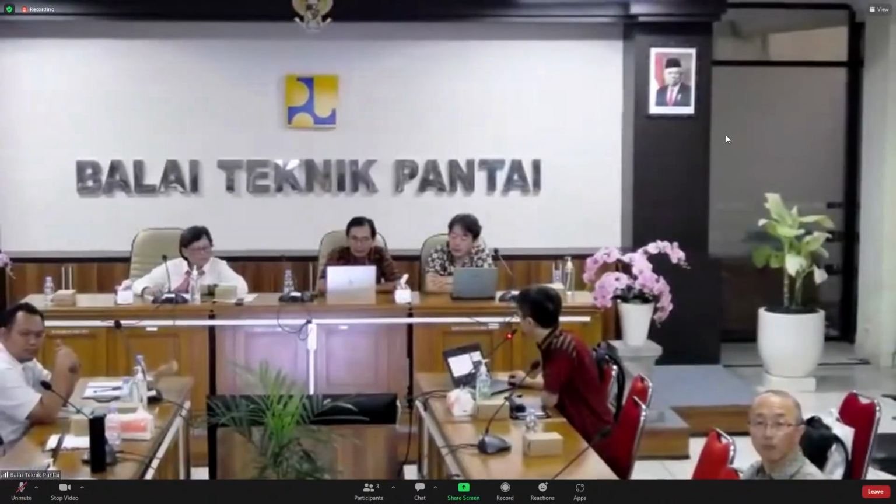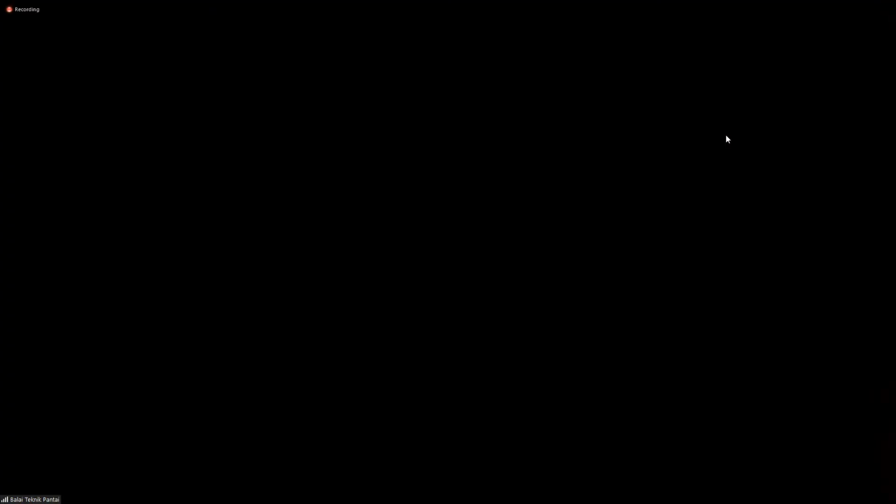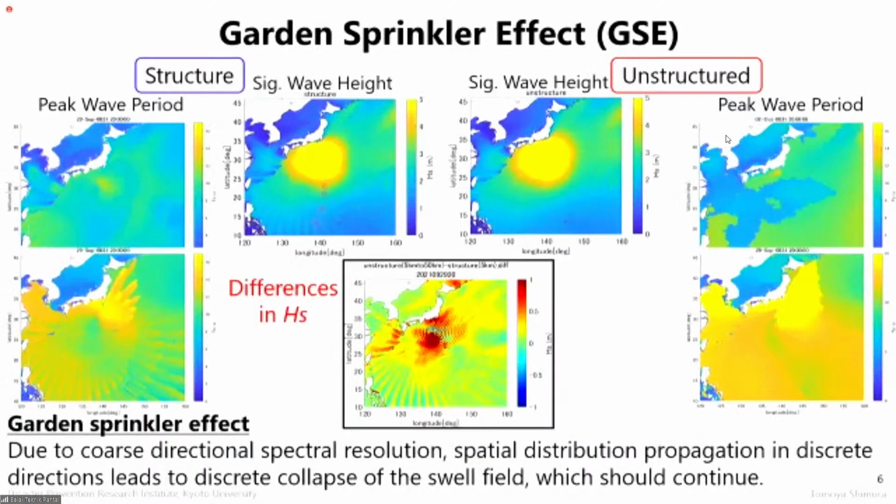Software package. So what is the advantage of the unstructured grid? One is the garden sprinkler effect caused by the structured grid. As you see, it depends on the directional spectral resolution. So this is a difference in the significant wave height between the structured and unstructured grid.